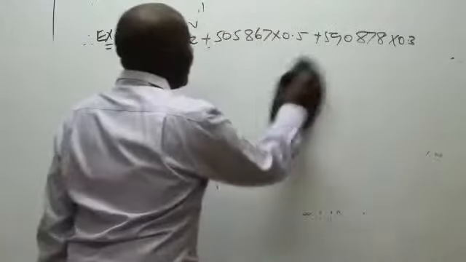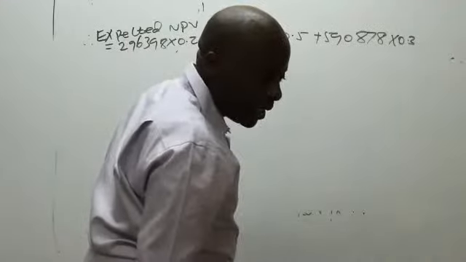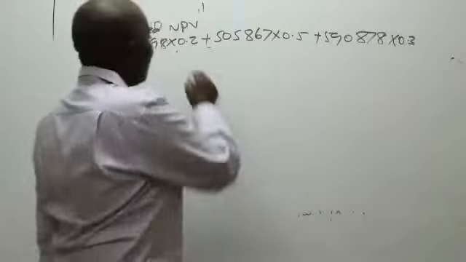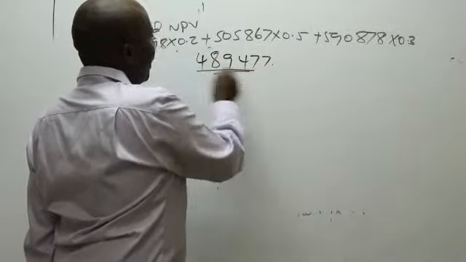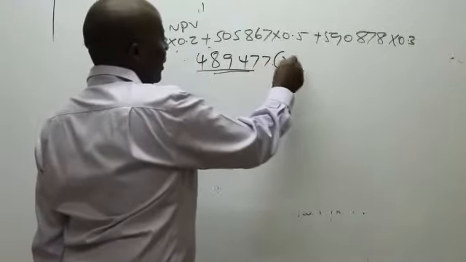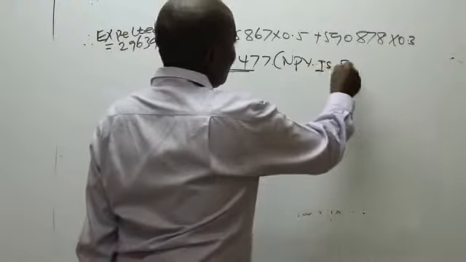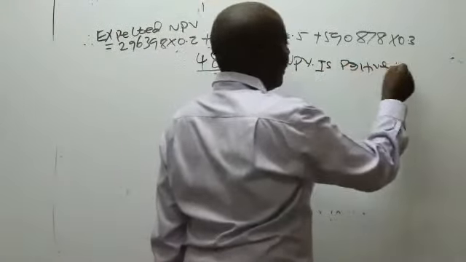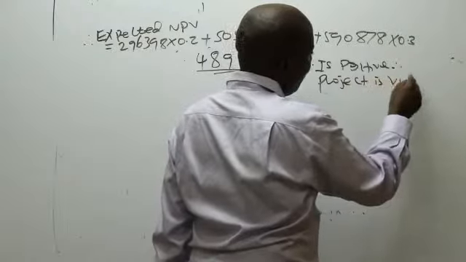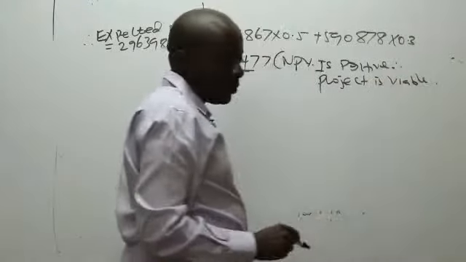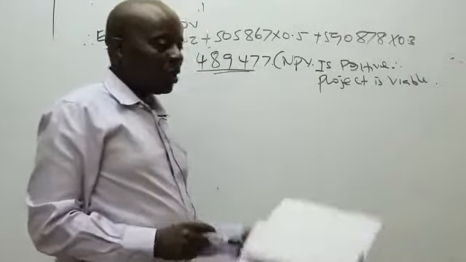So the expected NPV in this question is 489,477. And because it's positive, it means the project NPV is positive, and therefore the project is viable. Thank you so much.